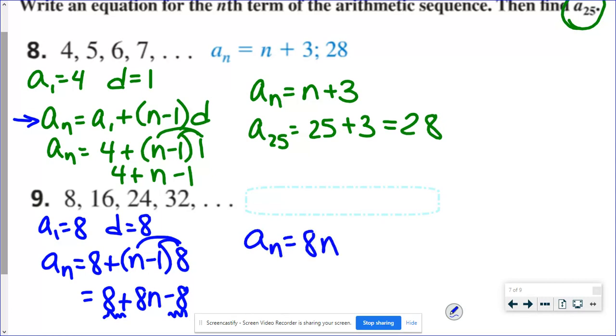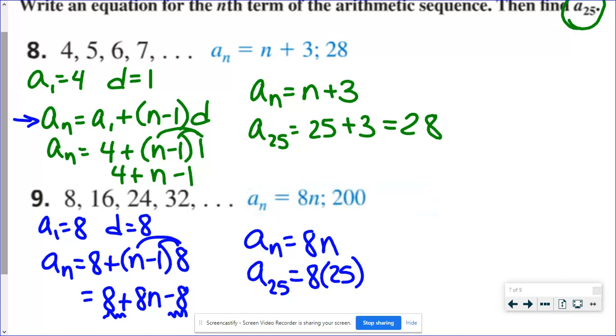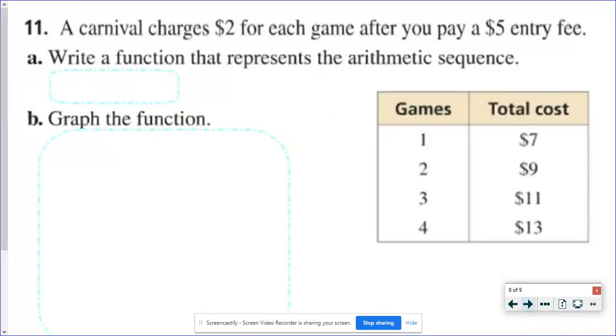So if I wanted to find the 25th term, I would just say 8 times 25. Well, if you had 8 quarters, that would be 200 cents. It's going to be, my 25th term is just 200.